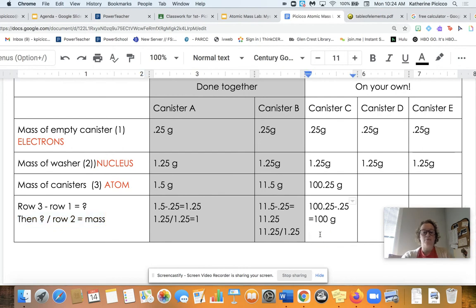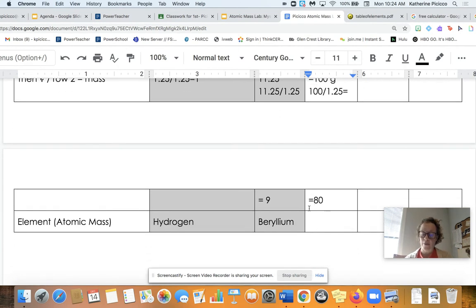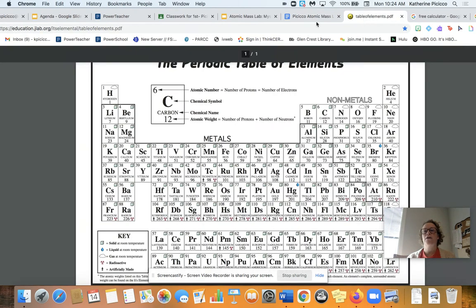So I'm going to do that math. I'm going to do 100 divided by row 2. Row 2 is always the same. It's always 1.25. So 100 divided by 1.25. When I put that into my calculator, I get an answer of 80. Whoa. So now I'm going to look at the periodic table and I'm looking for a bottom number of 80. So let's go ahead and look.